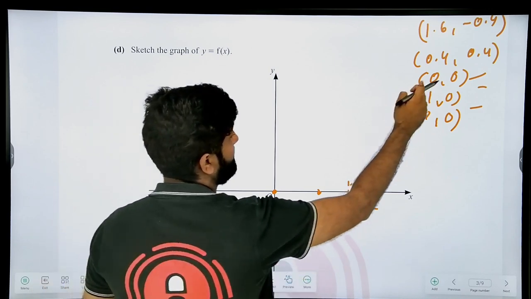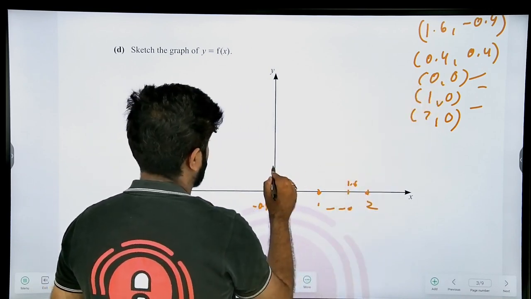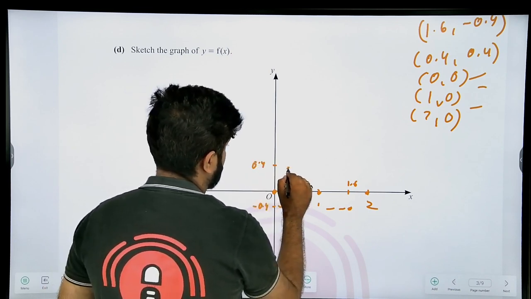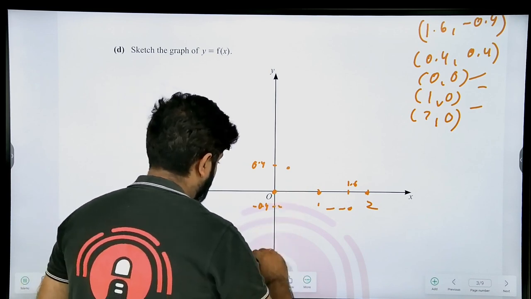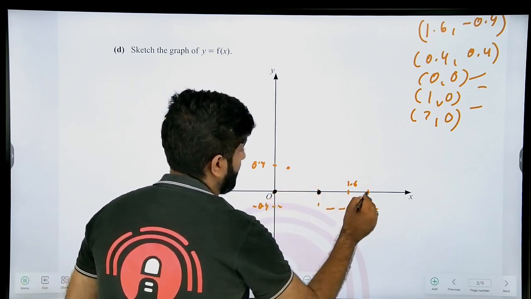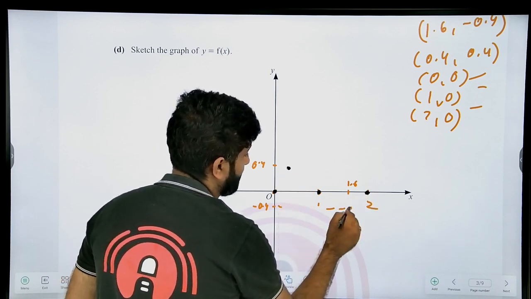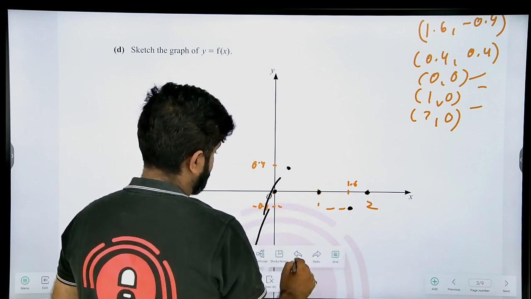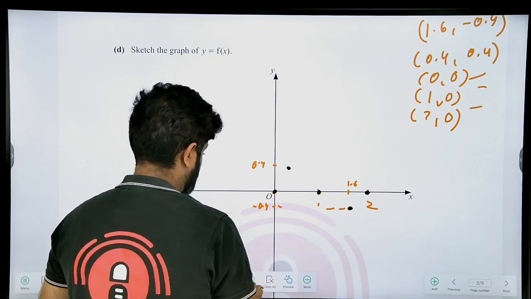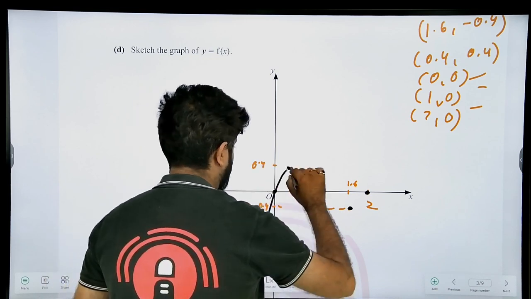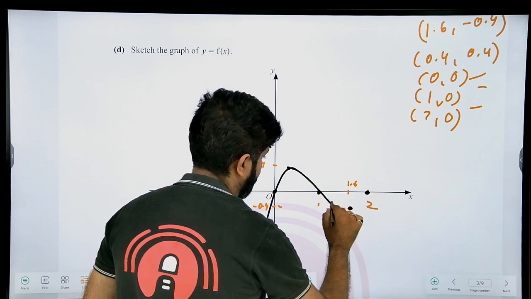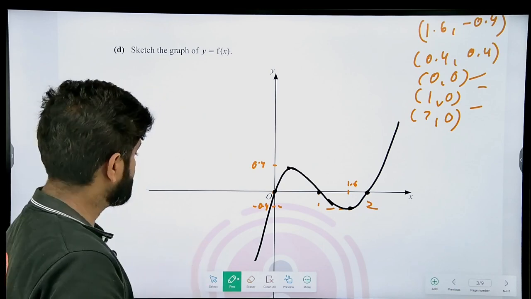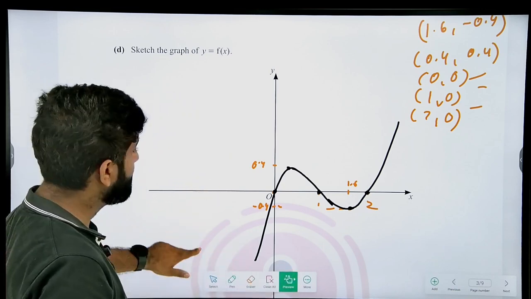And when x is 0.4, the value of y is positive 0.4. So I'll draw, let's say, somewhere over here. So this is my point. Now what I'll do, I'll draw a curve. These are my x-intercepts and these are my turning points. So now I have a curve which goes like this. Right? This is what my curve is going to look like. Please ensure that you have properly labeled all the points.